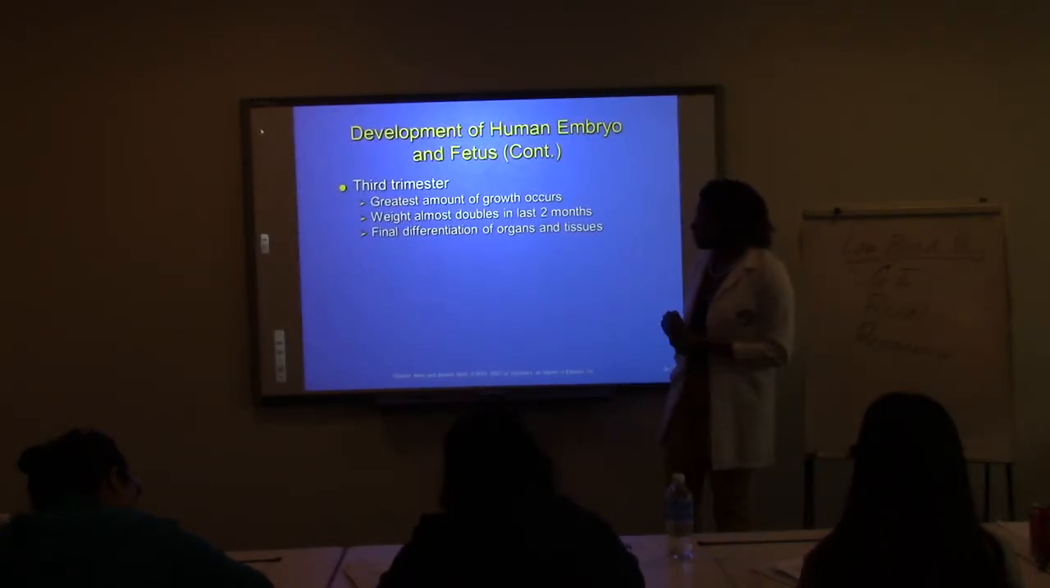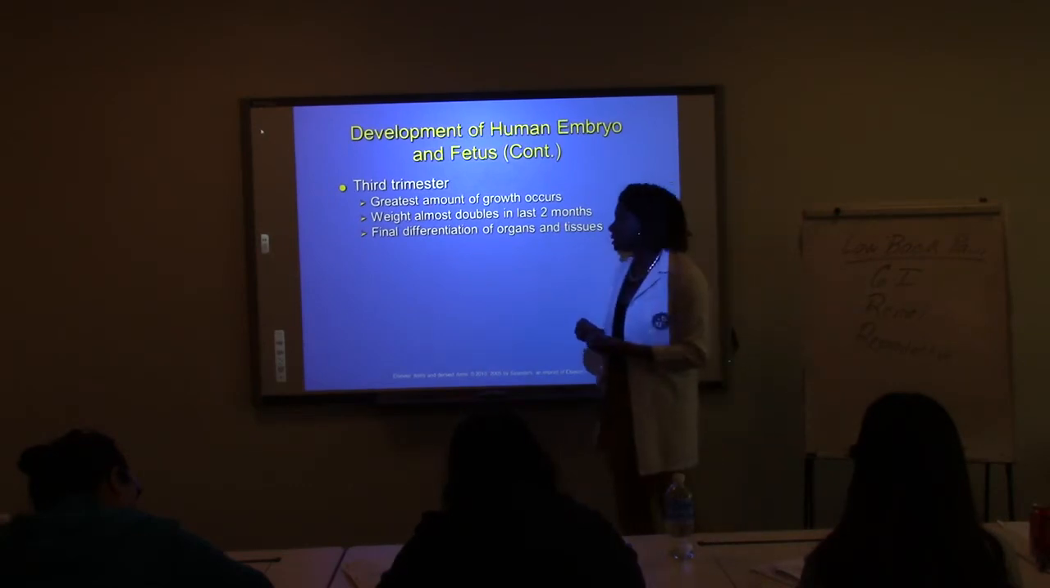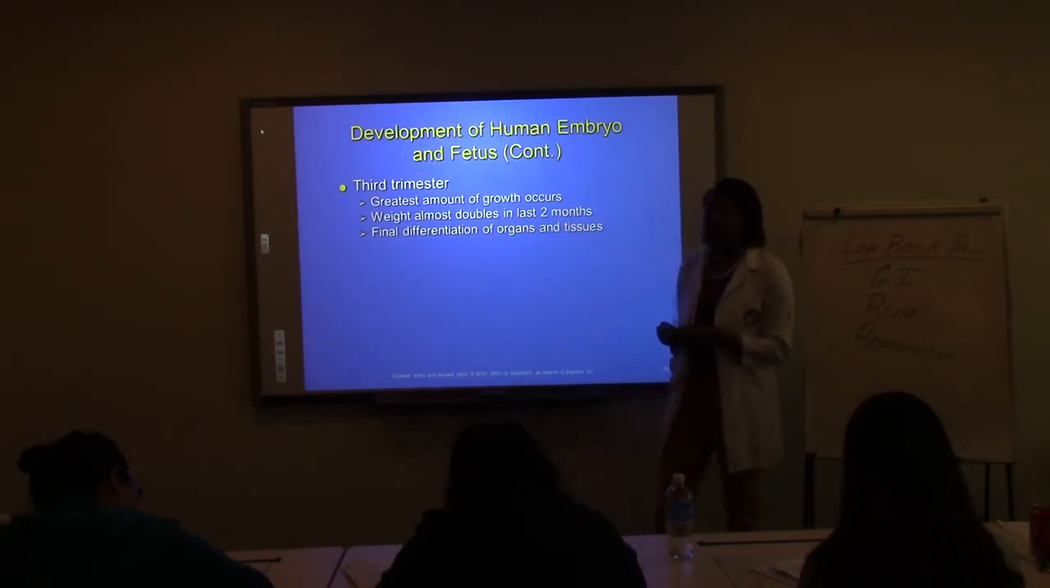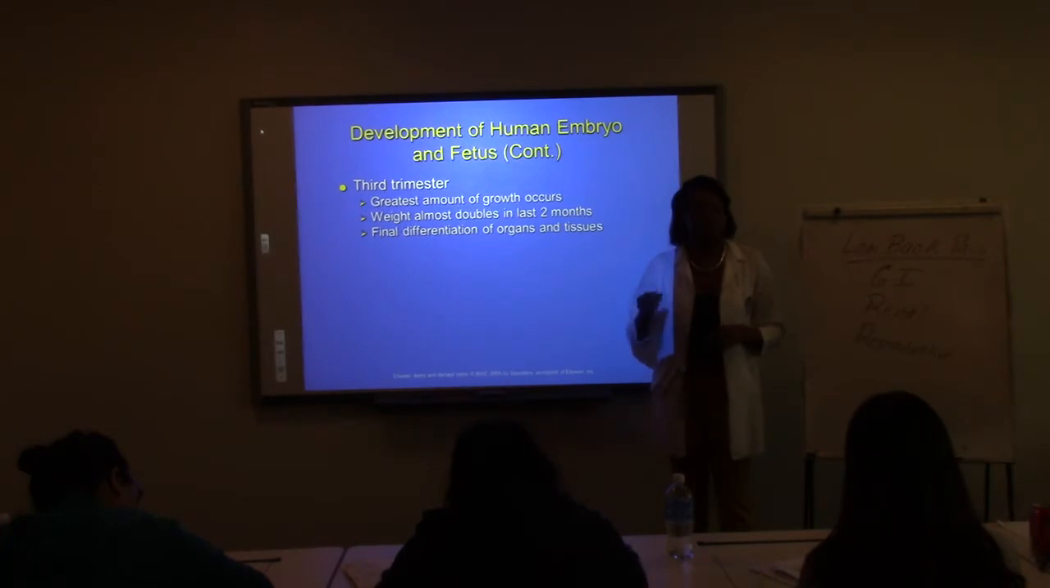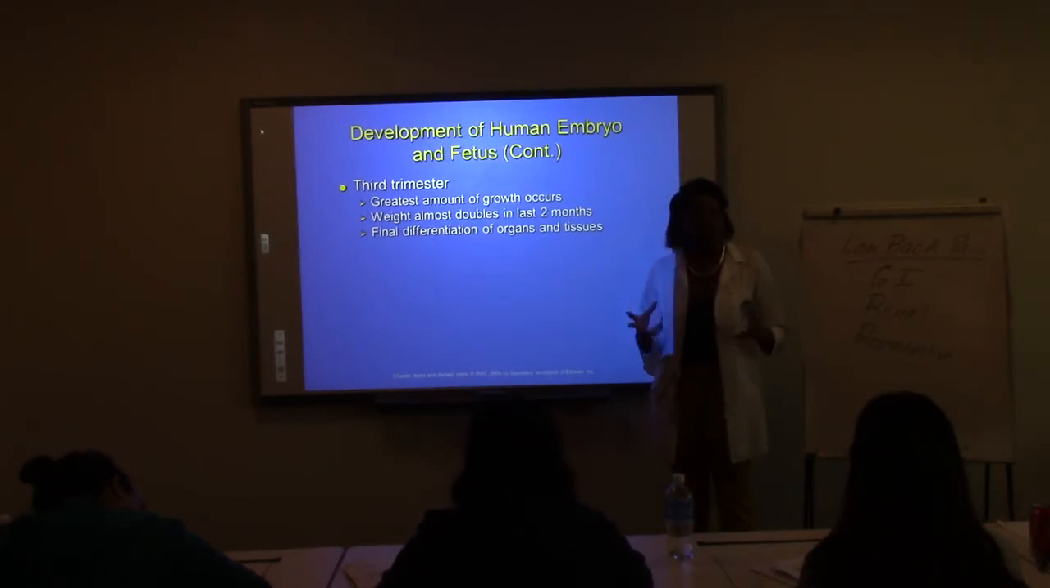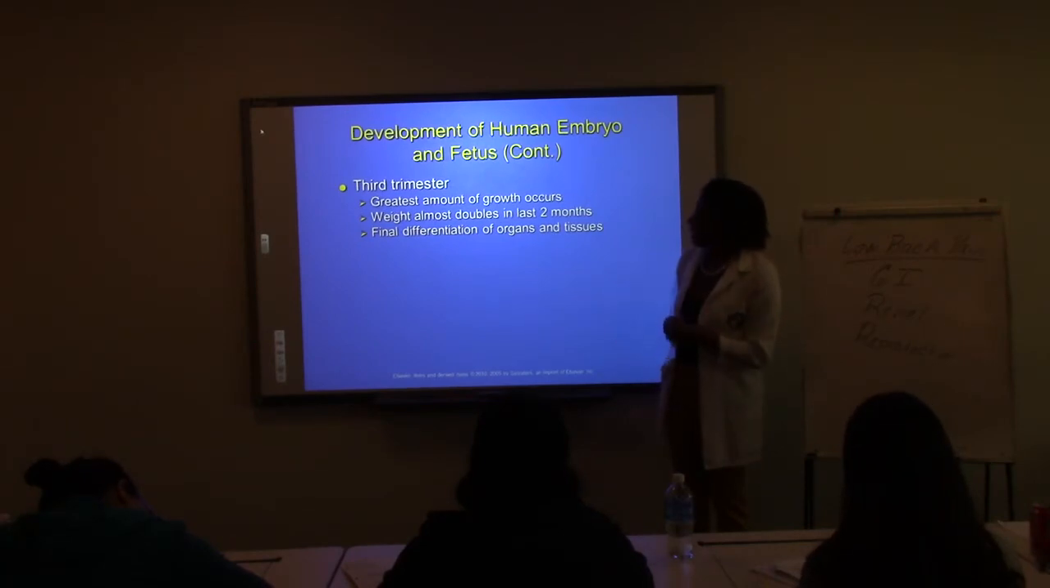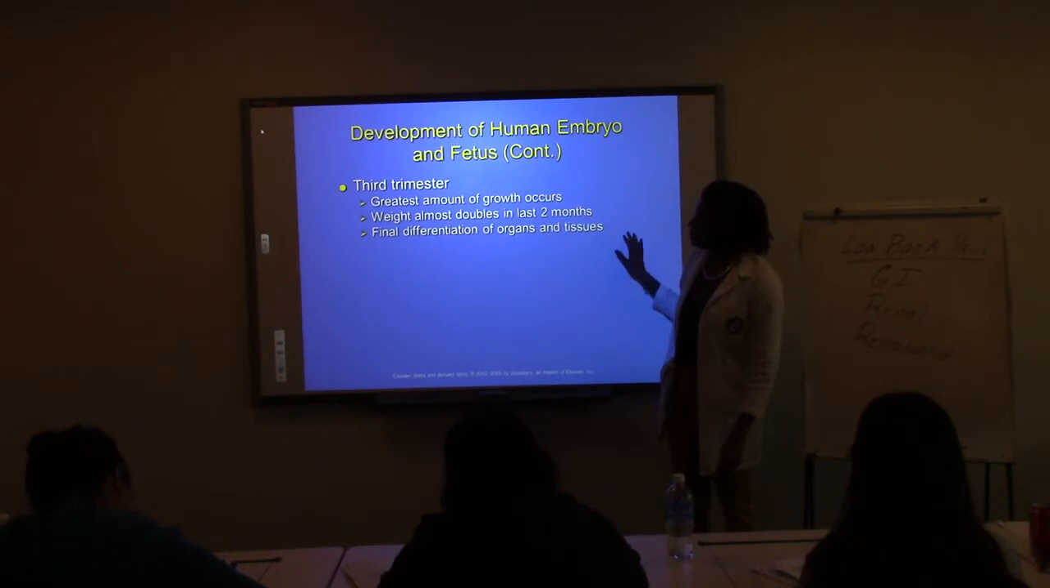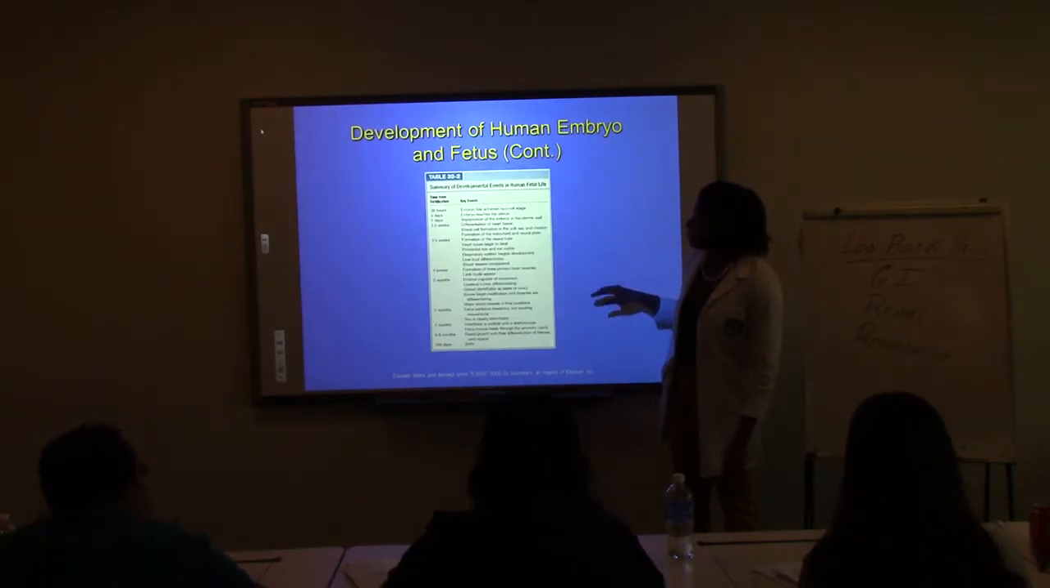Third trimester, the greatest amount of growth occurs. They say the weight almost doubles in the last 2 months, because we've got to get ready to come out to the outside world. So they have to hurry up and get things together. And so there's final differentiation of organs and tissues. So this is a table going over all the things we just went over.